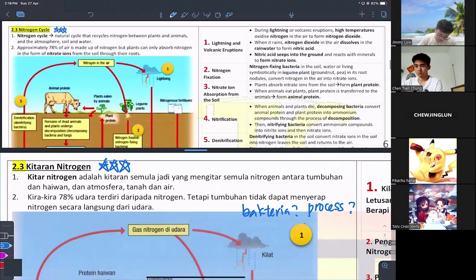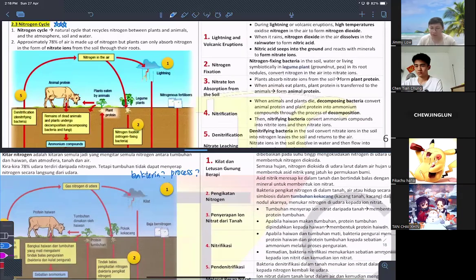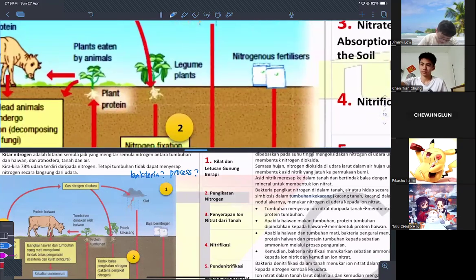We have 5 processes here. You have to know all of them. Know in terms of whether the process is increasing or decreasing the nitrogen in the soil, and which kind of bacteria is involved. For example, lightning strikes and causes the nitrogen in the air to become nitrate ions, which go into the soil. Or else you can say legume plants.